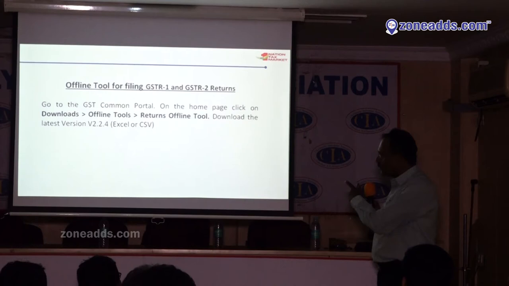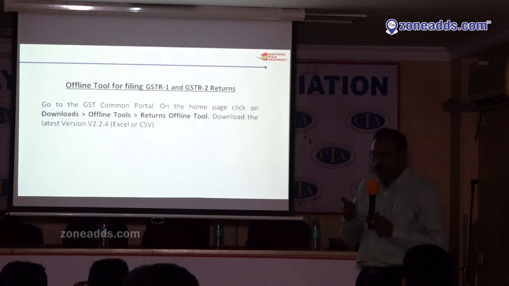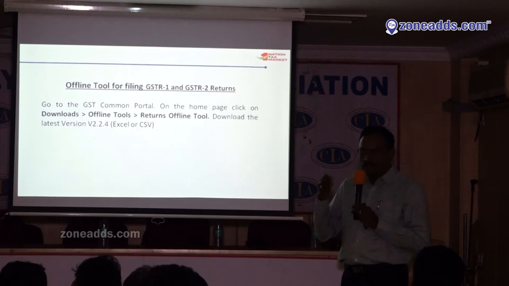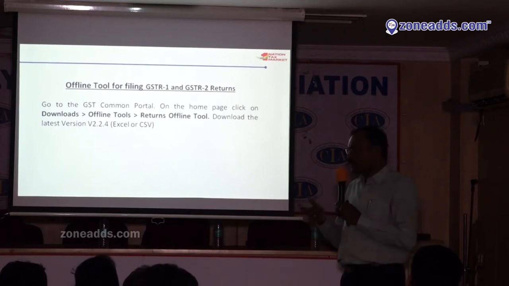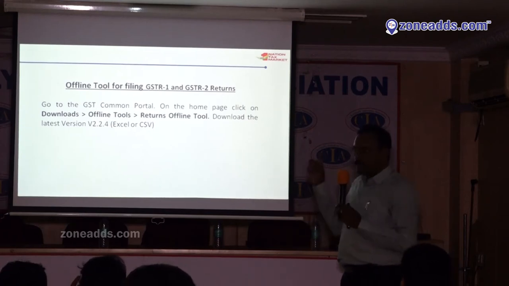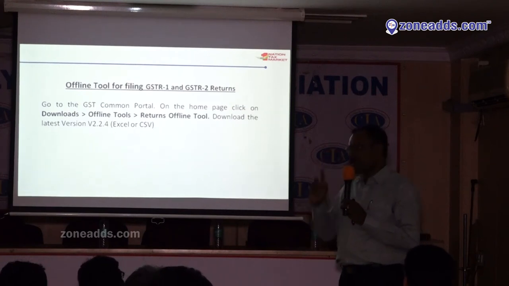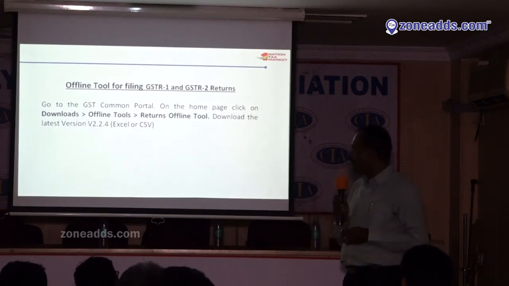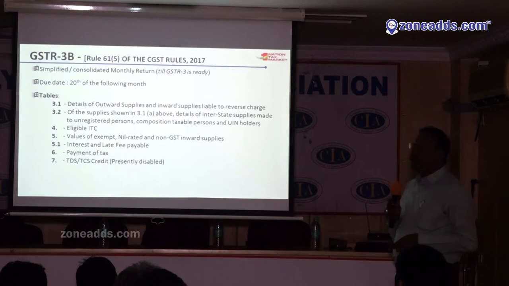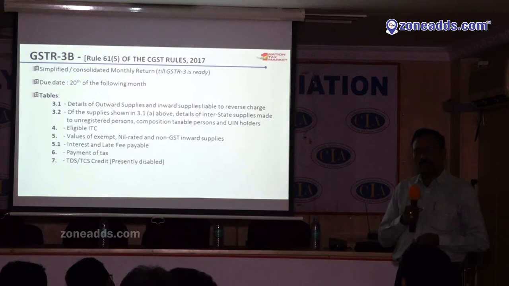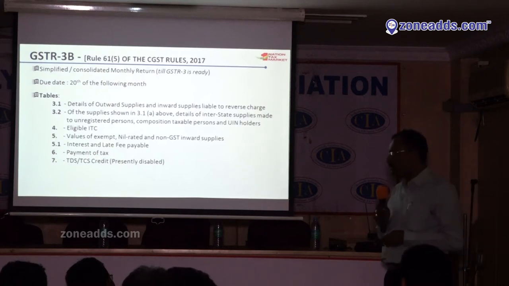That file has to be opened using this offline tool. Again, from that you can create an Excel file from the data. In that Excel you can do the modifications and upload that Excel file in the offline tool. It will create a JSON file. That file can be uploaded on our website. Okay, that is as far as GSTR-1 is concerned. Those are the basic things, very few basic things I covered. Most of you are familiar because for the last 1 year you are filing the returns.